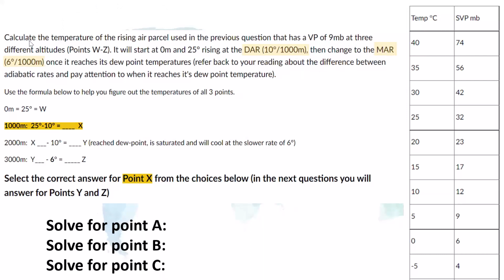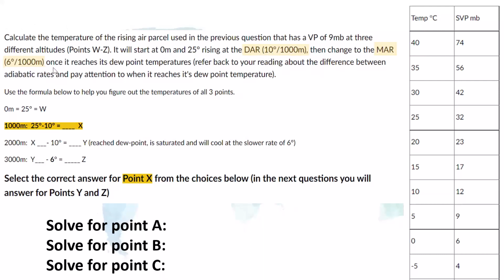So, reading from the top, calculate the temperature of the rising air parcel used in the previous question that has a vapor pressure, not saturated vapor pressure, of 9 millibars at three different altitudes. So we're going to solve for points W through Z. W has already been given to us because we know that the start, W, is going to be 25 degrees at 0 meters. Our dry adiabatic rate is 10 degrees for every 1,000 meters, and if we reach our moist saturation point, it's going to be 6 degrees for every 1,000 meters.